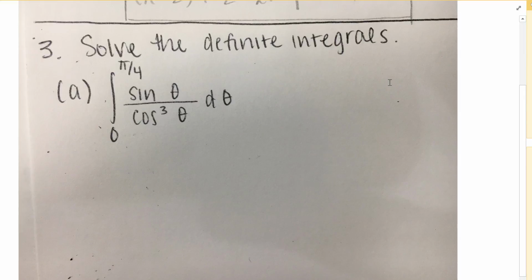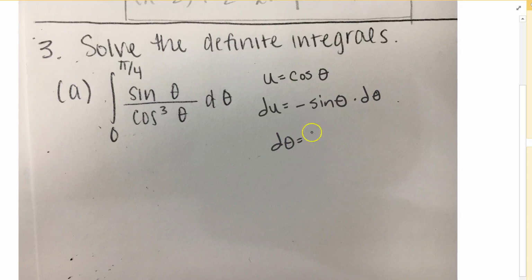Looking at this integral, there's a few different ways to do it. Probably the most straightforward way is to let u equal cosine of theta. So then du would be minus sine of theta times d theta. So if I solve for d theta, I get du divided by minus sine of theta. Right? So I replace d theta in terms of du, and then I have the integral.